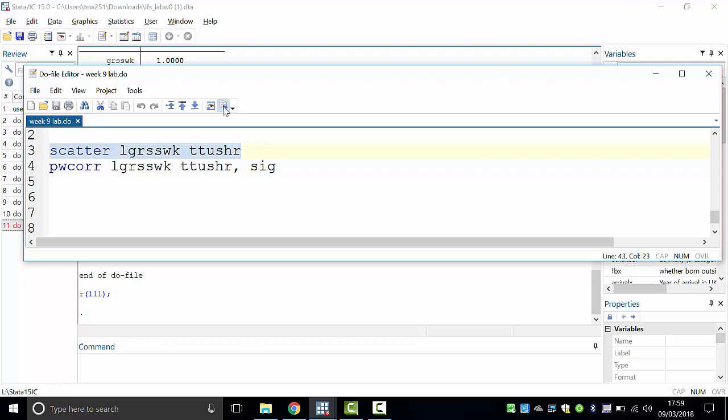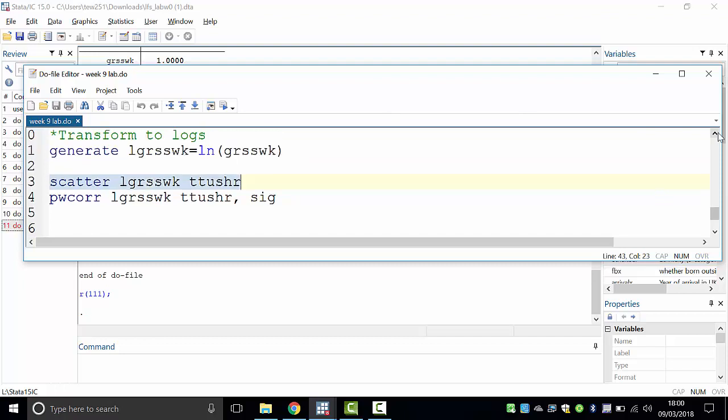Now, if you run the last code, it's just the correlation coefficient. You see that it's an improved version.